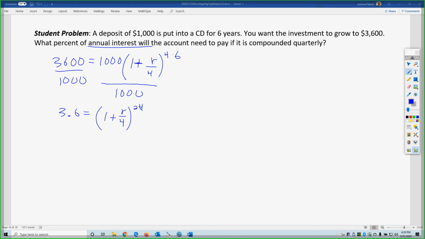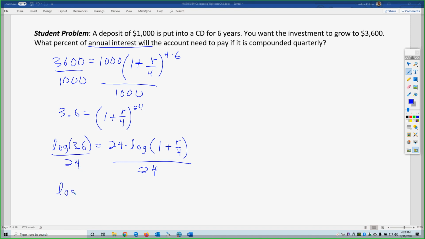All right, so you need to bring that 24 down somehow. So you need some kind of log. As to what log you use, it's really your choice. So I'll just use common log or natural log. It tends to be the easiest instead of picking a specific base. Okay, so that'll be 24 times the log of 1 plus r over 4. So now I can divide by the 24 because I used the power rule to bring down the 24. So we have log of 3.6 over 24 equals log of 1 plus r over 4.